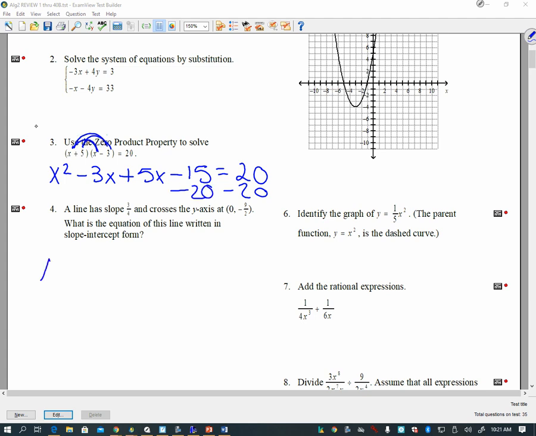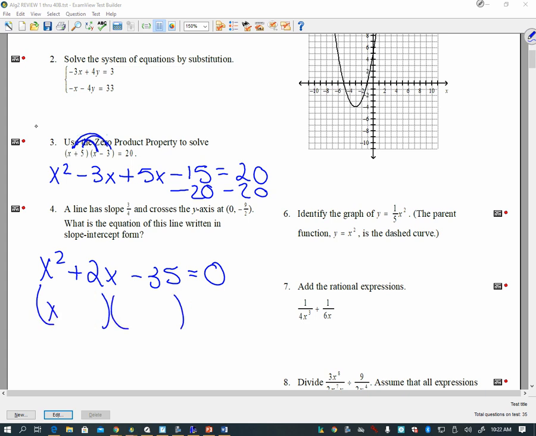Okay, so we got x squared. Let's combine my like terms. Negative 3x and 5x is plus 2x. What's negative 15 minus 20? Negative 35. What is that equal to? 0. Now can I factor it? Okay, now it can be factored.